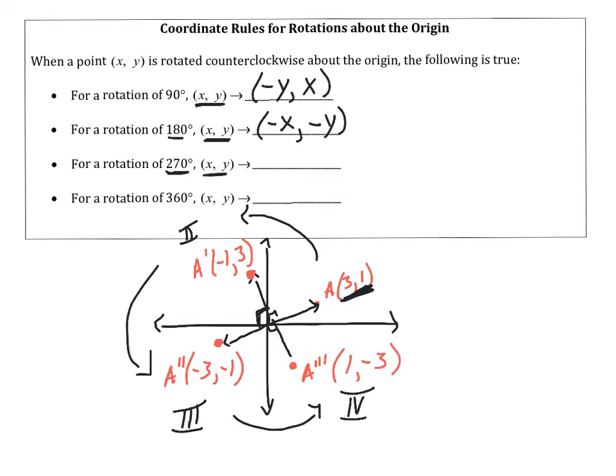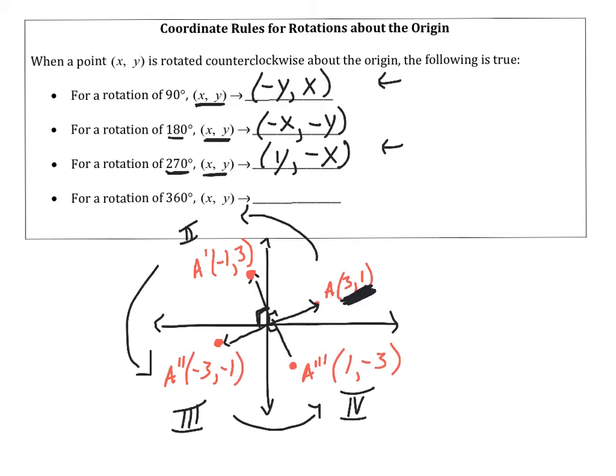So now I want to try to come up with my rules. My original point was (x, y). Remember, that was (3, 1). And how has it changed now? Well, it looks like the y has moved to the front, the x has moved to the back, and it has changed sign. So it's kind of similar to my rule for 90, but the signs are going to be different.